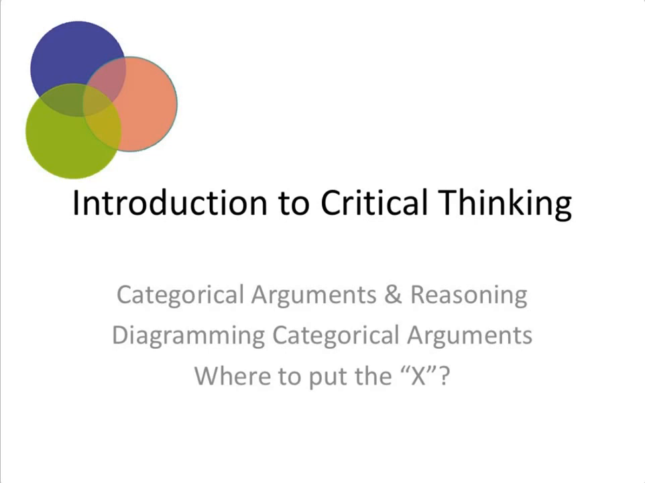This problem of where to put the X is probably at the top of the list of problems that go along with using the Venn diagram method. But don't feel bad about that. It's common and you'll get it. It's important to do because if we're evaluating categorical arguments based on our diagrams of them, then our diagrams better be accurate.